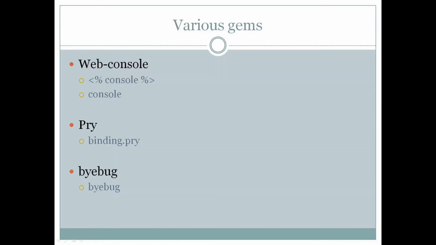Okay, so now I'm going to talk about more advanced debugging tools. These are various gems you can install onto Ruby on Rails. The first one is Web Console, and this one just opens a console on the current page. So you can use the command there, with the console in the brackets, or just use the console depending on what type of page is open, and it creates an interactive Ruby session in your browser.